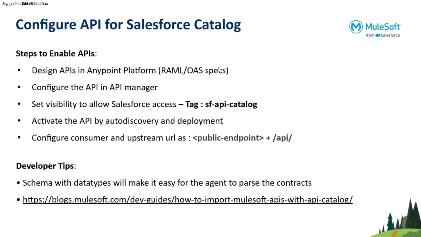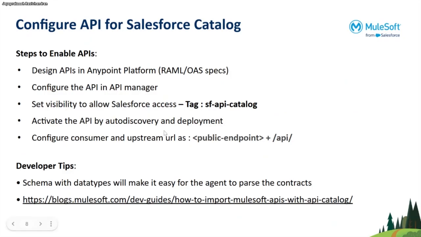I have broken down the steps we are going to perform. First, configuring the API for the Salesforce catalog. We'll have an existing API in our Anypoint Platform. In order to make that API visible to Salesforce once the organizations are synced, we need to tag it as sf-api-catalog in Exchange. All of this we will be doing in the demo. Before starting the demo, I'm just explaining these things so that you are aware of them.